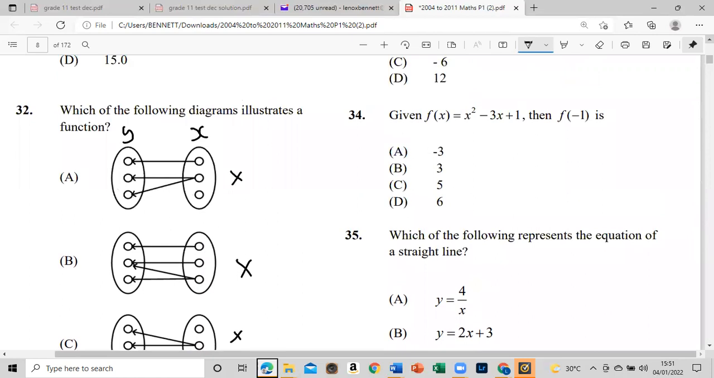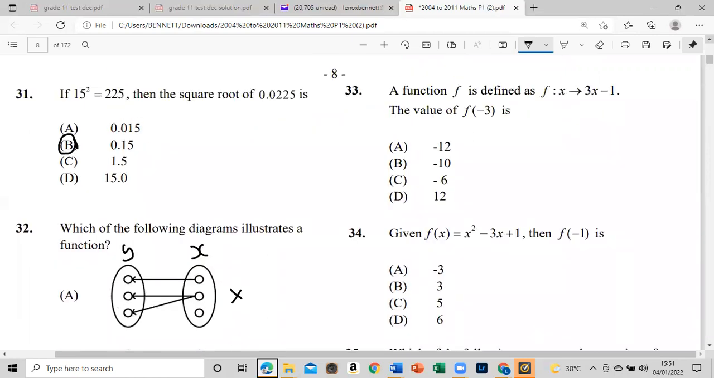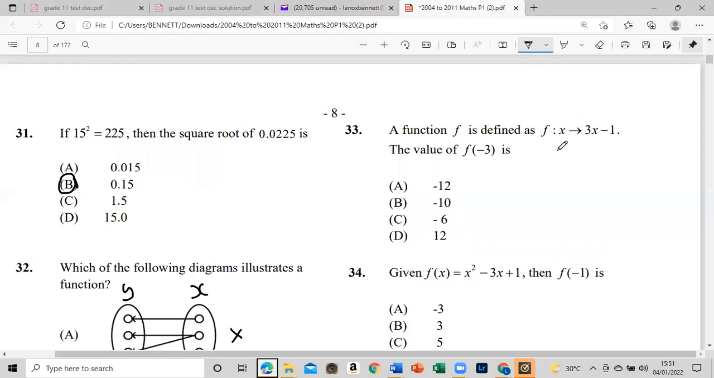So I was teaching this topic today, you know. Alright, 33. A function f is defined as 3x minus 1. The value of f of negative 3. So right now, we just write about this. No longer chatting.